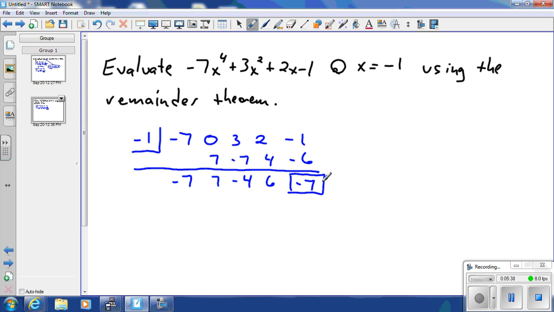So the remainder theorem says that this is the function value at x equals negative 1. If we were figuring out the function value at x equals positive 5, then this would be a 5 in the box. I would divide, and my remainder would be the same thing as I get when I plug in 5. So that's the remainder theorem as a second problem here.